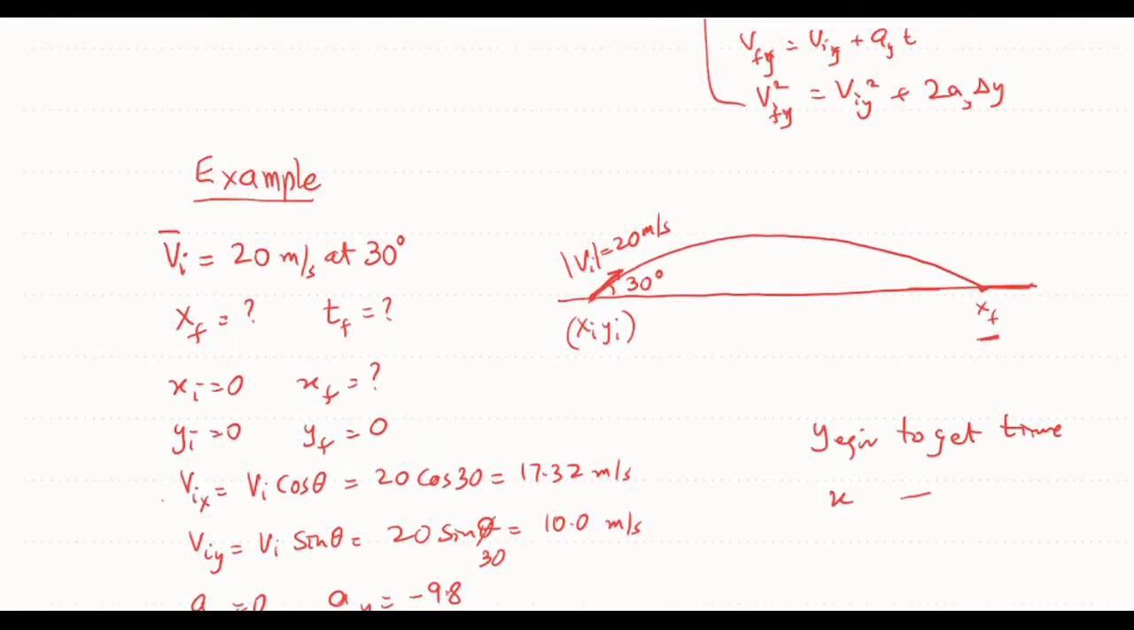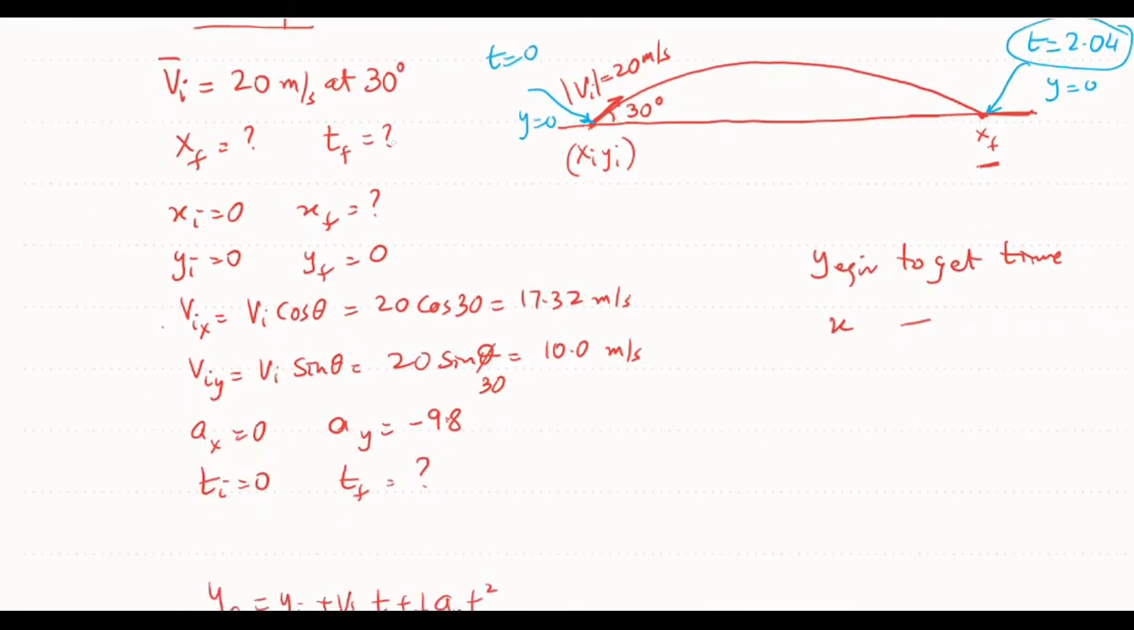Well, we find that both answers are correct. At this point, T is 0, and at this point, T is 2.04. Both of these points have Y equal to 0. So we had substituted Y equal to 0, and we got two answers, and both of them are correct. This is the one that we're going to take. So we got this as 2.04.